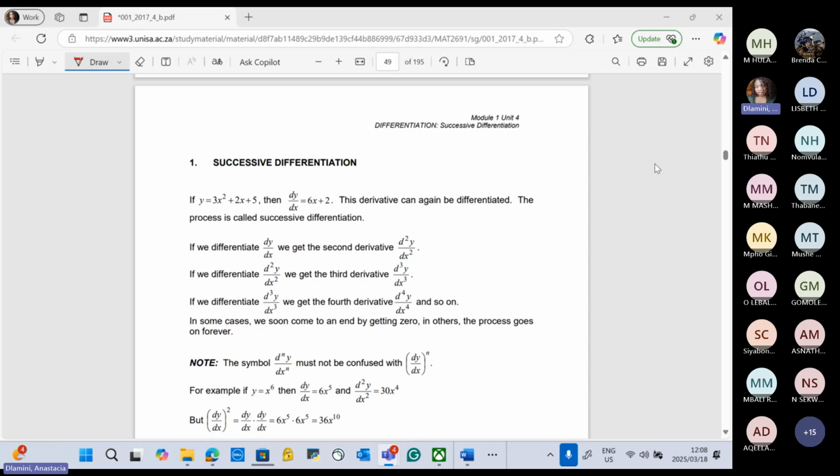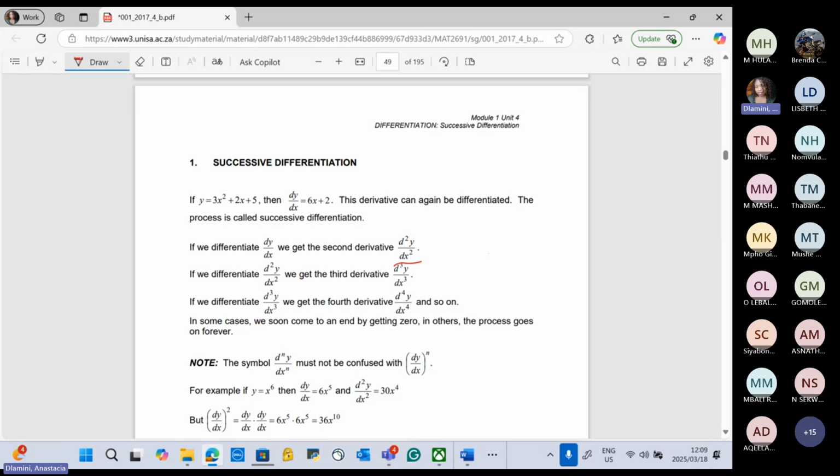is represented by d squared y over dx squared. Some of you write this. What is that? There's nothing like that. Make sure, right? There's nothing like that. So the second derivative is represented by this. Now if you differentiate the second derivative, you get the third. And if you differentiate the third, you get the fourth derivative, and so on.